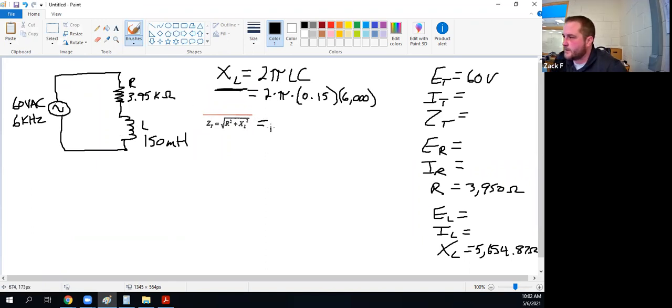So this is going to be the square root of 3,950 squared plus 5,654.87 squared.